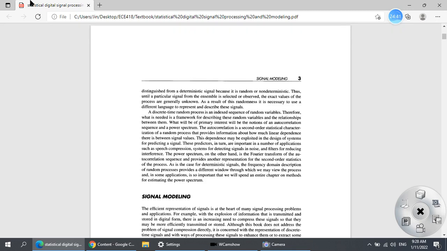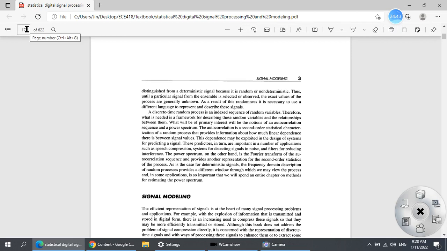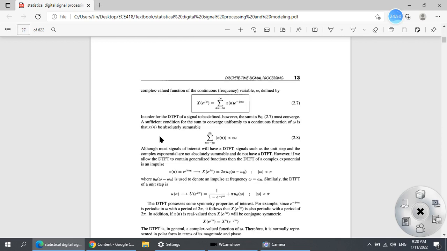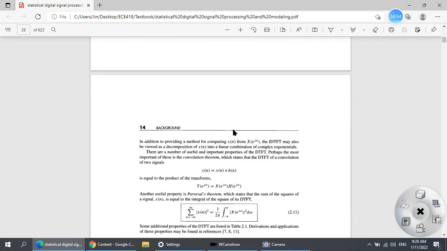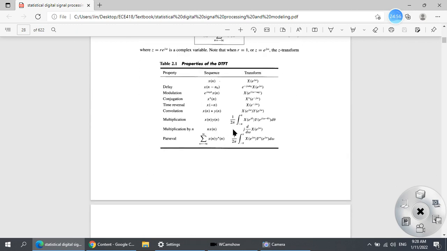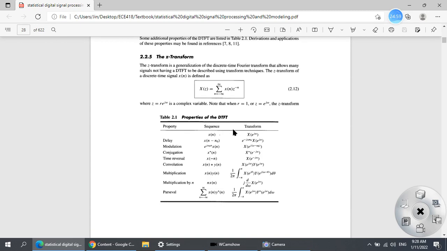Oh, it's only 3. 17 is 3, so I need a plus 10 more. 27. Okay. 27, it's here, right?